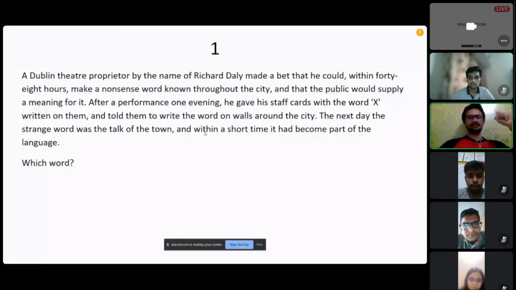There's this theater manager in Dublin by the name of Richard Daly. Within 48 hours, he would make a nonsense word that would be known throughout the city. The next day, this very strange word was the talk of the town, and within a short time, it had become part of a language. So I want the word as an answer.